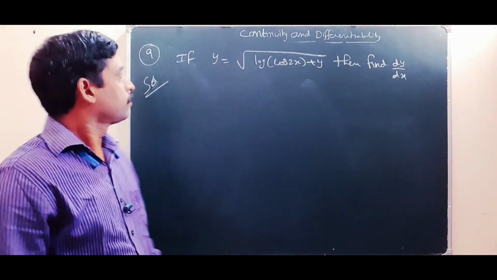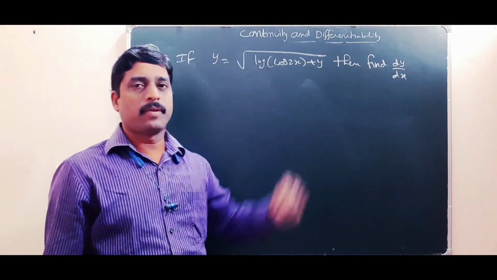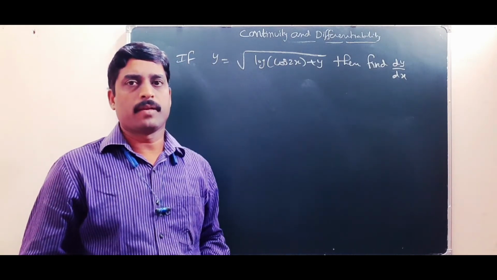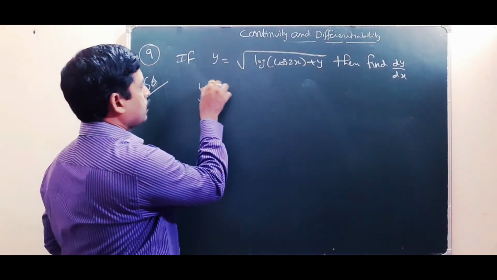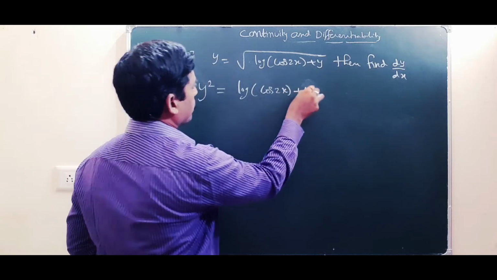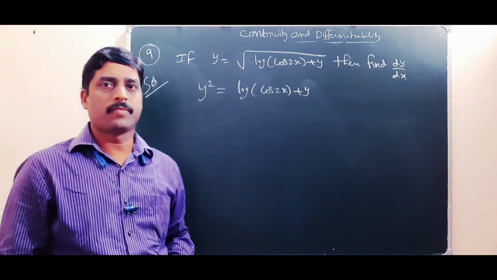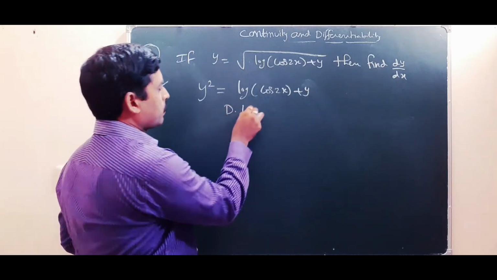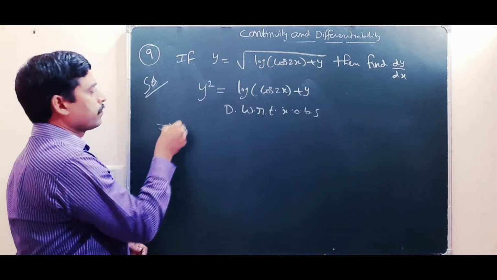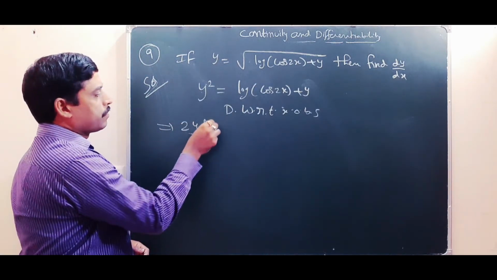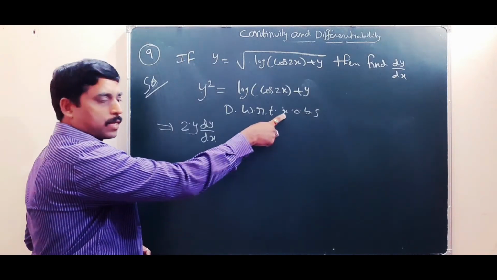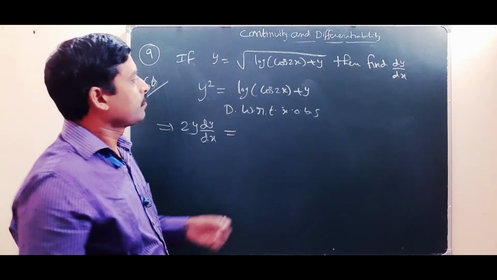Okay, look at the next question. The y value is given, and we have to find dy by dx. The root function is given, so squaring on both sides first. So y square is equal to, root gets cancelled, log of cos 2x plus y. Now differentiation on both sides with respect to x. Differentiation of y square, we get 2y into dy by dx.